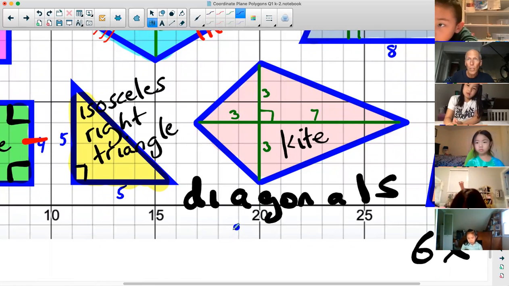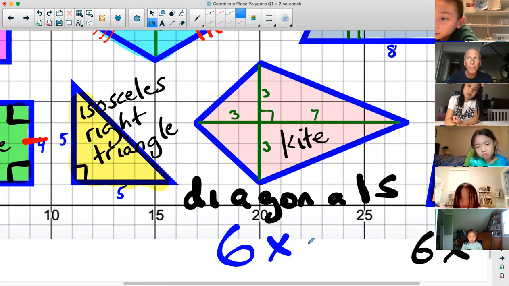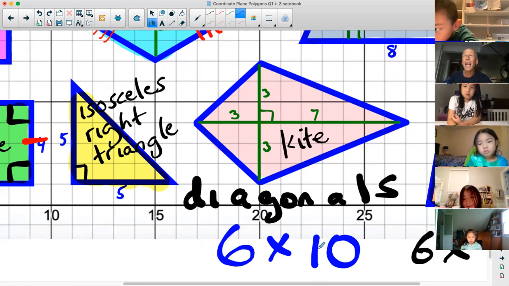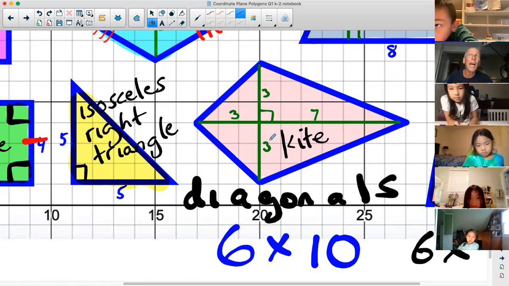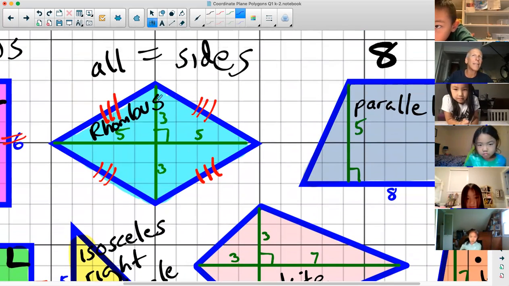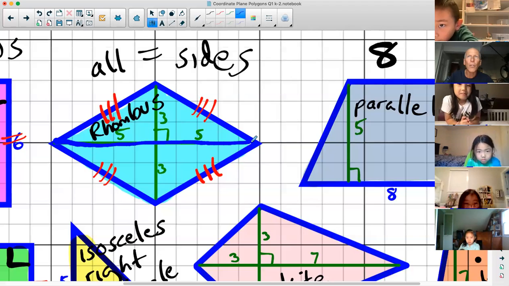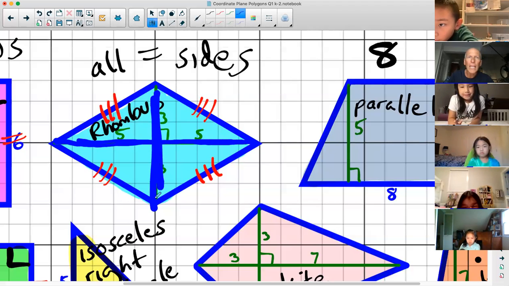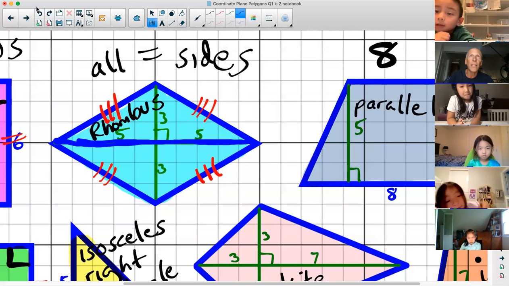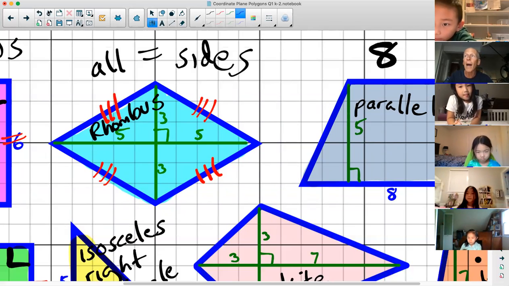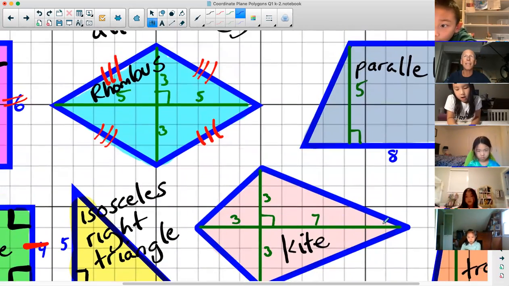6. Awesome. Annalise, you have to say 6 by what? 6 by 10. Oh my God, guys, is the name of the kite the same as the name of this rhombus? Larry, can you see that this is also a 6 by 10? Larry, can you see that? Yeah. Wow, that was amazing.